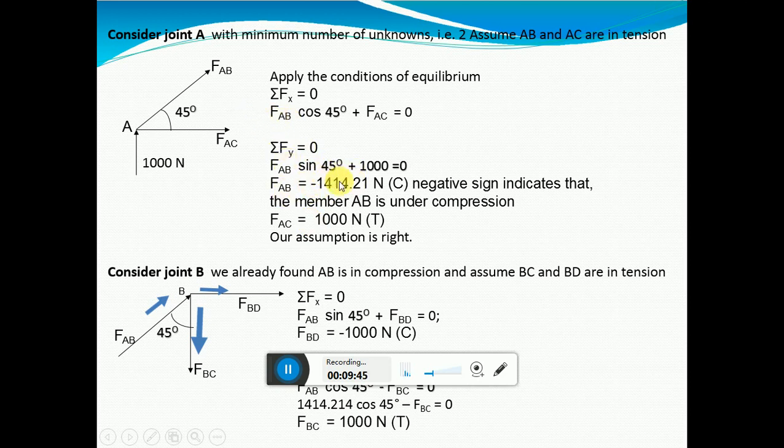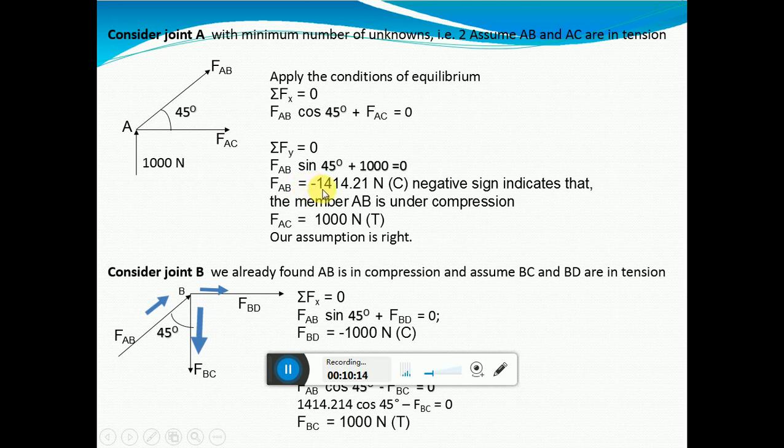Use the same sign and solve for AC, because here we are not going to change the sign in the joint A. So use FAB is equal to minus this much in this equation and find out what is FAC. You found out FAC is tension. Our assumption is right because you got positive 1000. So for FAC, no need of doing anything. Take it directly this value only.